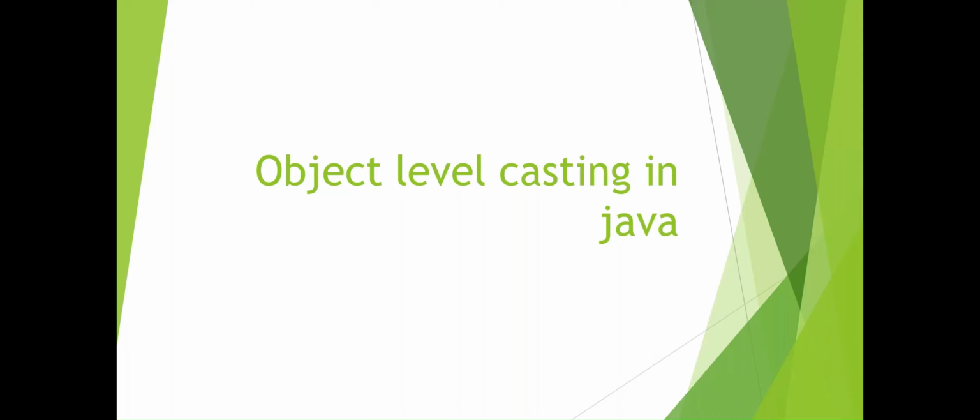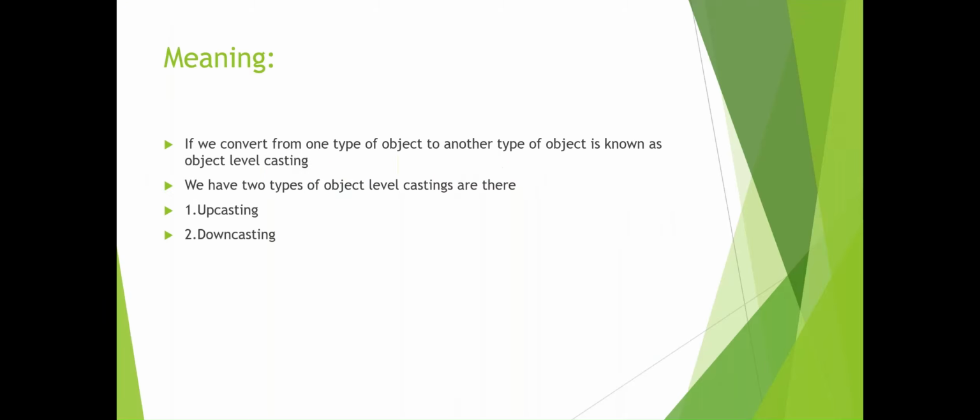Now I want to convert the type of data from one type of object to another, because an object is always holding some data, right? For example, you have a parent class object and a child class object. Now I want to convert the child class object to parent, or parent to child, or from some other object to some other object. This conversion of object type from one type to another is what we call object level casting.